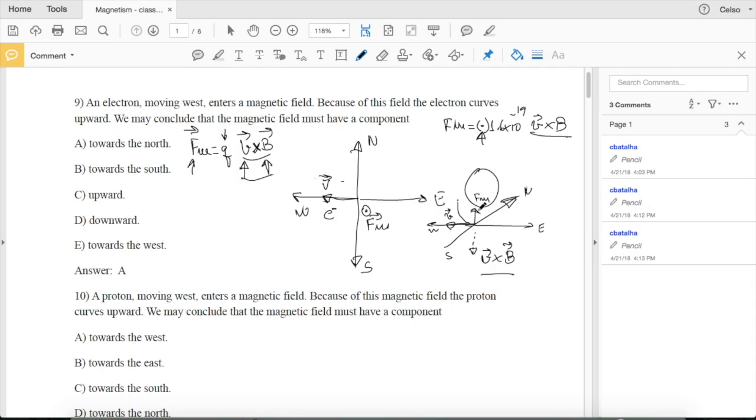So which field should that be? If the field is north, that should do the trick. Place your four fingers towards the vector V, and then bend them towards B with your right hand. Your thumb ends up pointing down, but you need to flip it because the charge is negative. So north is the answer.